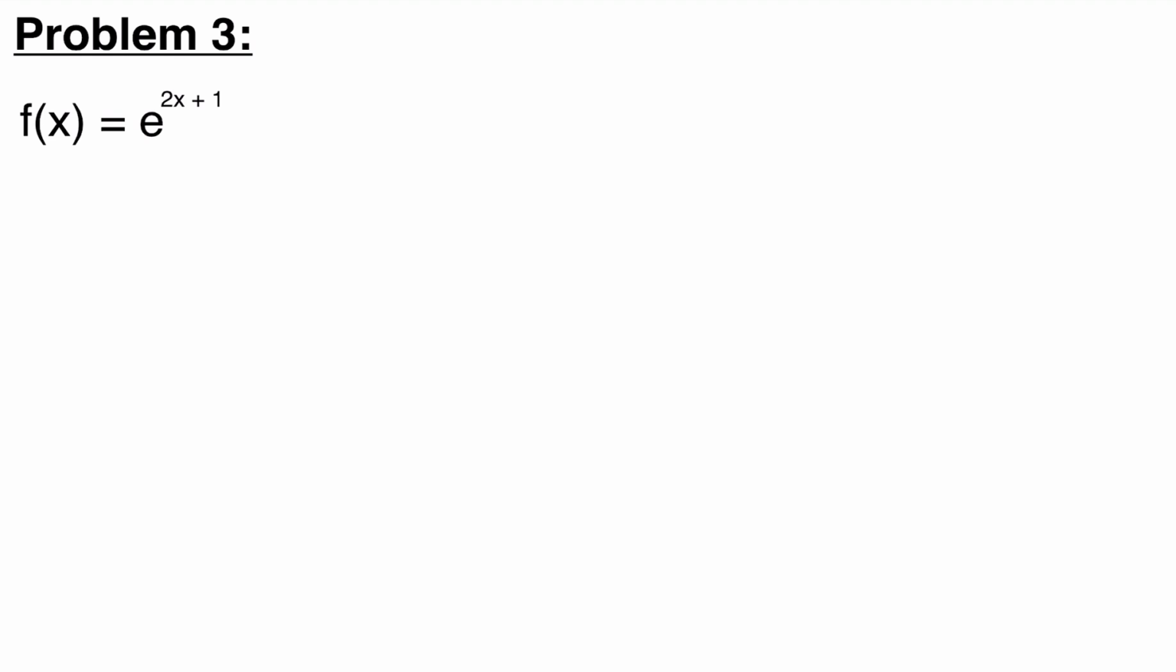So from here, we need to first find the derivative of the outside and then multiply it by the inside left alone. So f prime of x, or the derivative, is going to be equal to e to the 2x plus 1. And then the derivative of the inside, or the derivative of 2x plus 1, is simply 2. E to the 2x plus 1 times 2. And that's our derivative.